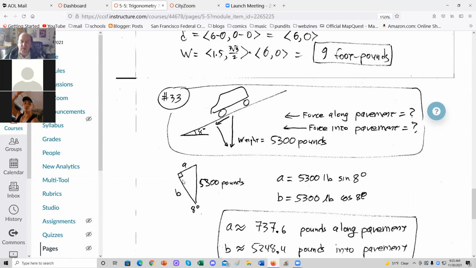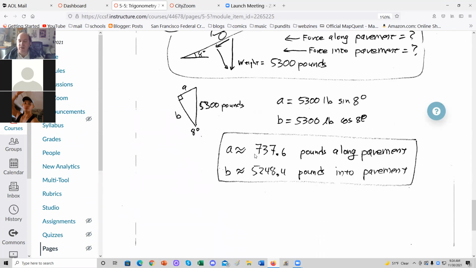Well, we draw a right triangle, with 5,300 pounds along the diagonal, an 8-degree angle here, and here's the opposite side. You don't really need dot products, just basic right angle trigonometry. A equals 5,300 pounds times sine of 8 degrees. B is 5,300 pounds times cosine of 8 degrees. That gives you 737.6 pounds along the pavement. That's how strong the brakes must be. And 5248.4 pounds into the pavement. That's how strong the concrete must be.